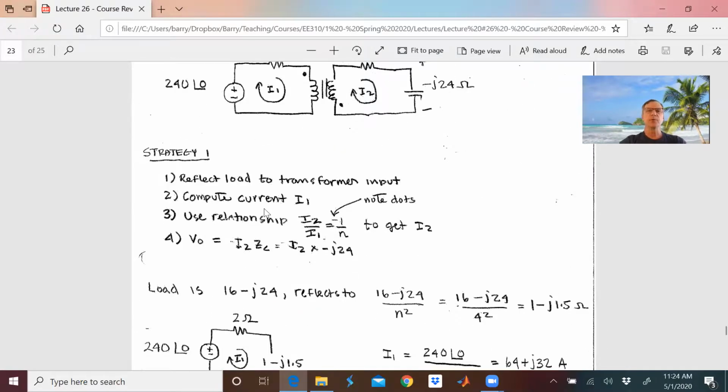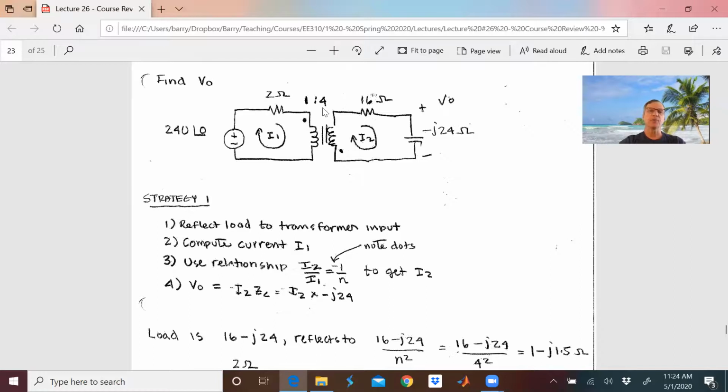Again, we reflected the load to the transformer input. We got the current I1. We used our current relationship to get I2, and then we multiplied I2 by this capacitor impedance to get VO.